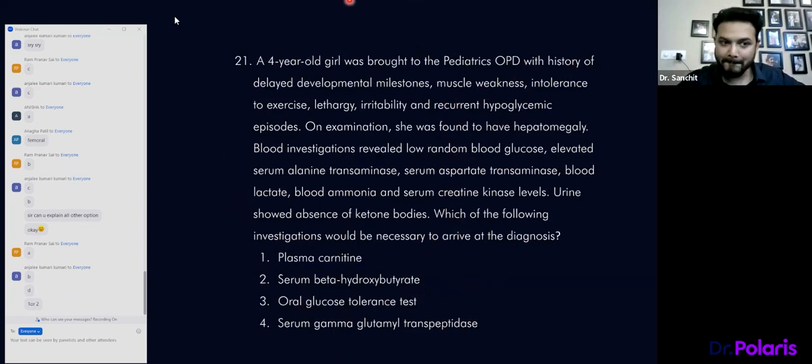Anyone? Karunamai says A. Anjali says 1 or 2. So you guys are right. See, half of the times you are right.